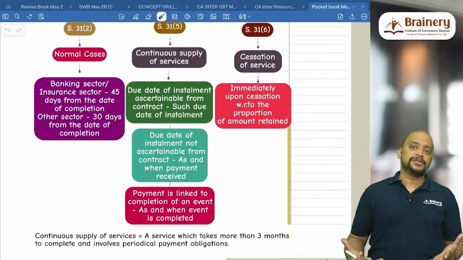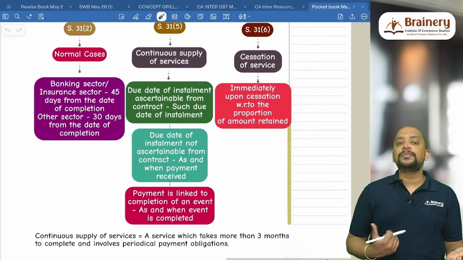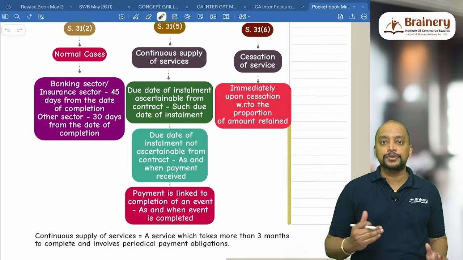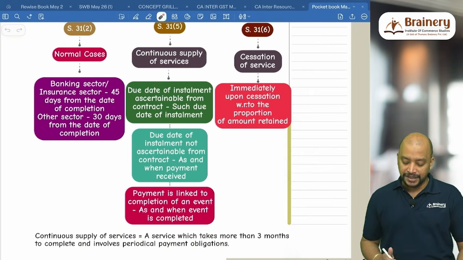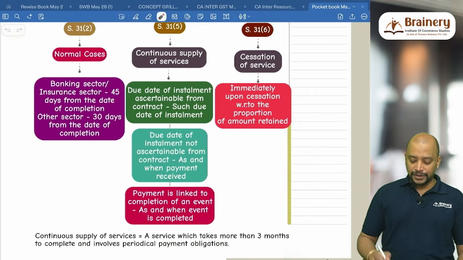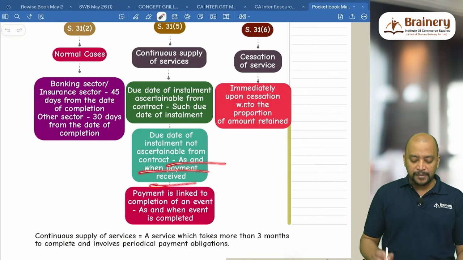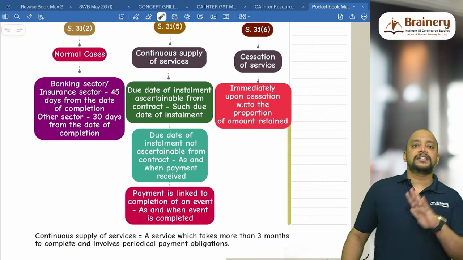And in the absence of that, so there is no installment date, there is no payment linked to completion of an event, in the absence of these two, whenever the payments are actually received, that will be the due date. So if nothing is ascertainable, as and when the payment is received. Then normal cases, that is the balancing figure.